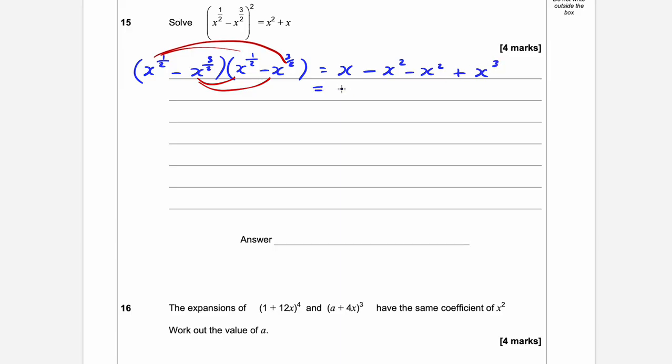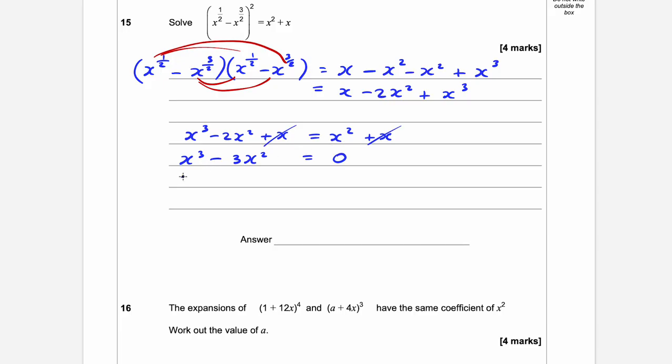Okay, so this is x minus 2x squared plus x cubed. Now this equals this, so let's go to here: x cubed minus 2x squared plus x equals x squared plus x. Now these cancel nicely. This is x cubed minus 3x squared equals 0.